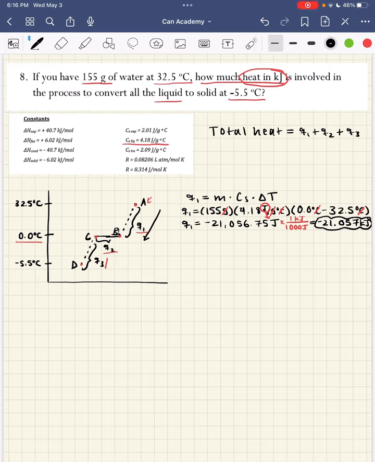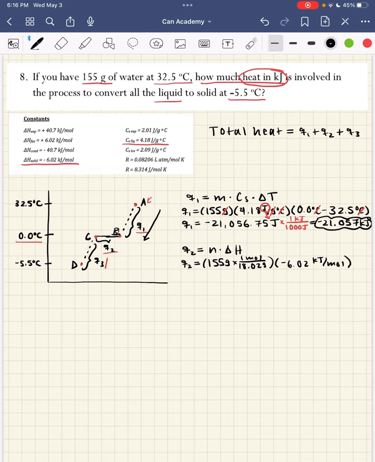Now, Q2 is going to be a little different because this is the process of fusion. So instead of using the above equation, we are going to use that Q2 is equal to the number of moles times delta H. In order to get the number of moles, we're going to multiply the mass, which is 155 grams, times 1 mole, of water again, over the molar mass of water, which is 18.02 grams. Now, we want to use the delta H of a solid because it is becoming a solid. So we're going to say times negative 6.02 kilojoules per mole.